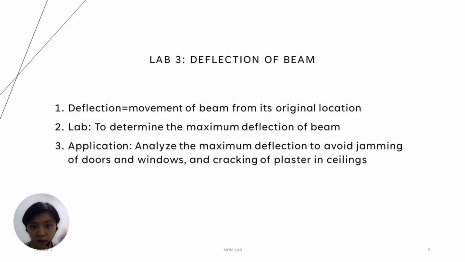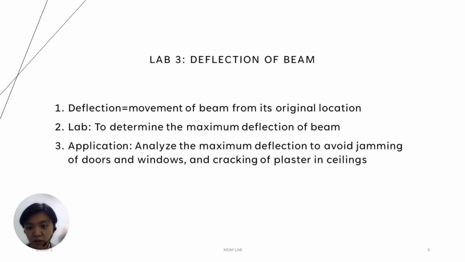Hi, I am Jovita with matrix number AF210088. I am responsible for Lab 3, which is deflection of beam. Deflection of beam means the movement of beam from its original location. The main purpose of conducting the deflection of beam experiment is to determine the maximum deflection of the beam. At the condition of constant position point load, the maximum deflection is determined by using different external forces. The real application of this test is to analyze the maximum deflection.